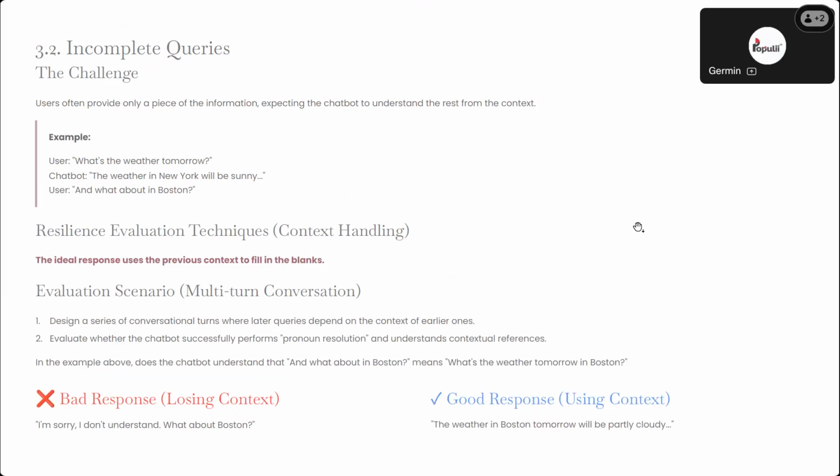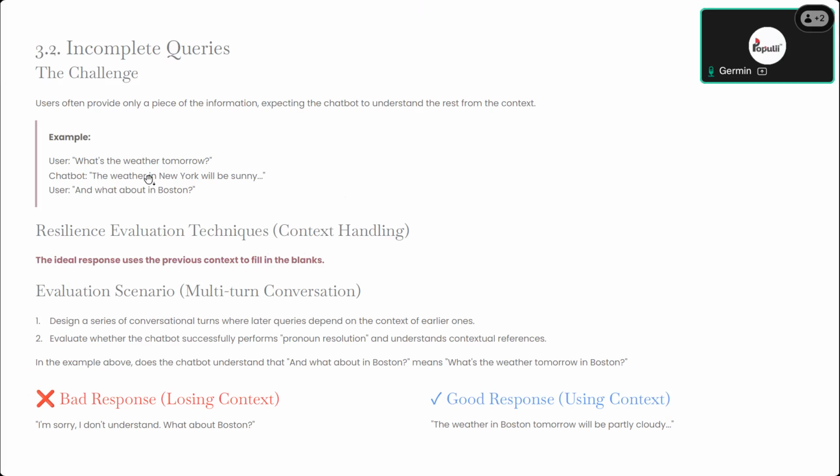Okay, now let's talk about another common challenge, which is incomplete queries. This is when the user gives only part of the information and expects the chatbot to figure out the rest from context. And honestly, that's exactly how humans communicate in real life. Let's look at a simple example.